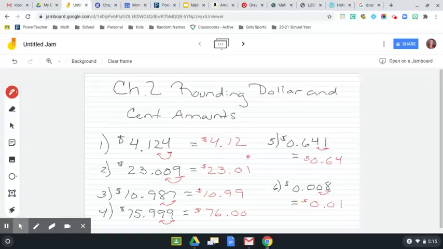Okay, let's see. So this is what you should have gotten. Number 1 should be $4.12. Number 2 should be $23.01, 1 cent. Number 3 should be $10.99. Number 4, that's going to round right up to $76 here. That 9 is going to round up to the next whole dollar amount. Number 5, you should have 64 cents. And number 6, that rounds to a penny.